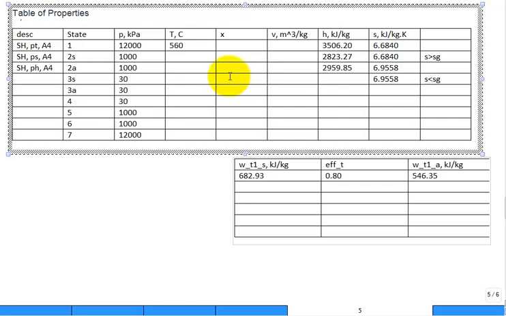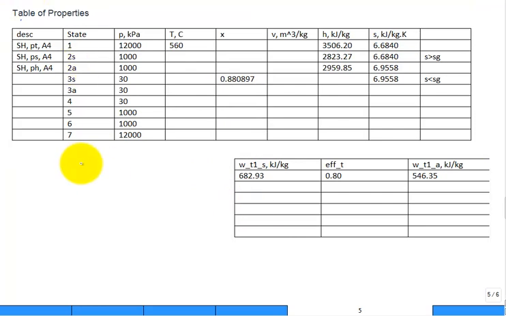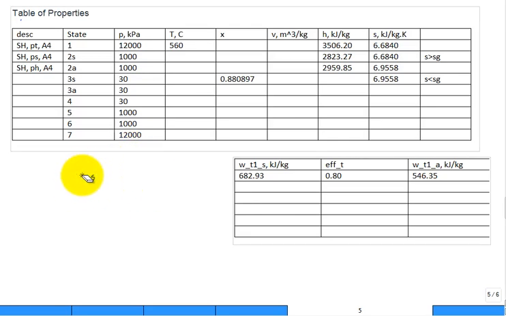So I like to go ahead and calculate that quality. That quality is 0.880897, too many digits, but there you go. Maybe I should review that equation very quickly, but I think you've got it. The quality at state 3S is equal to the entropy at state 3S minus the S of F at 30 kilopascal, over S of G minus S of F. So these are the saturated liquid entropy and the saturated vapor entropy, and the actual entropy coming in is in between them, hence you get the quality. All right, good little quick review there.